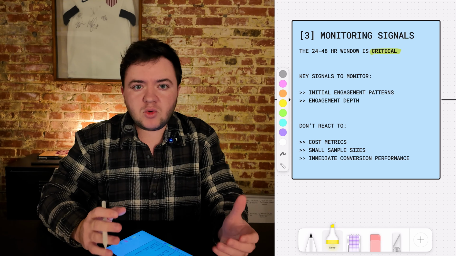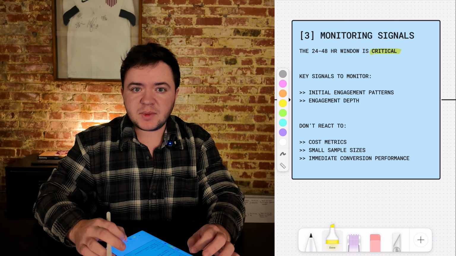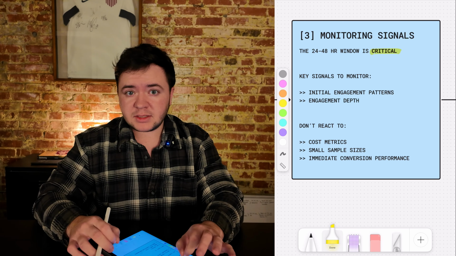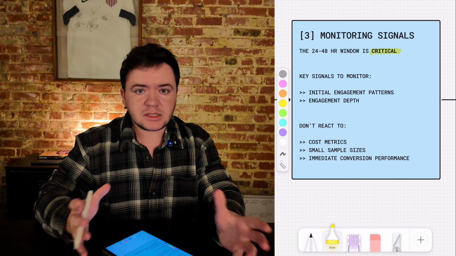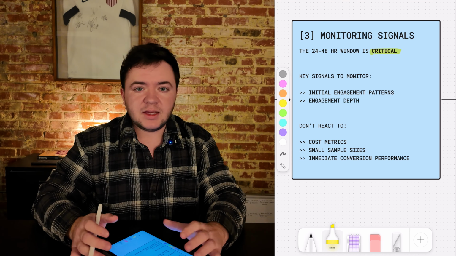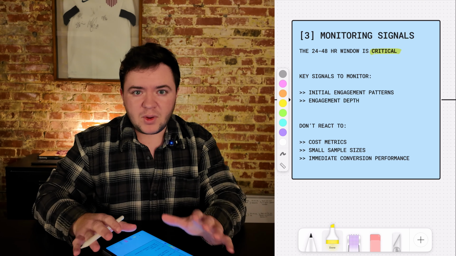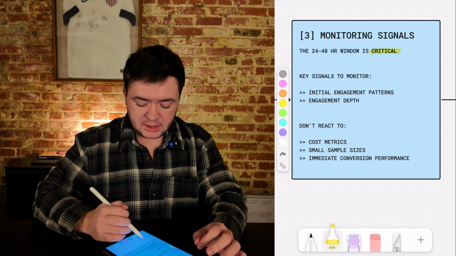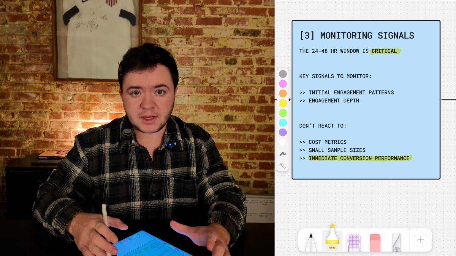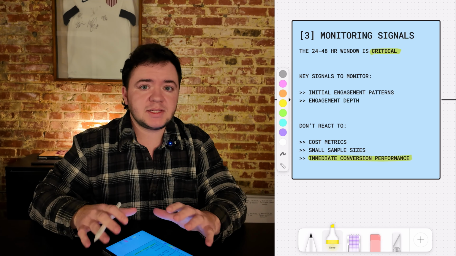Now, it's just as important that we talk about what you don't need to react to. First, do not pay attention to your cost metrics in the first 48 hours. Those are not indicative of final performance. There is still a learning phase within these systems. Next, do not make decisions based on very small sample sizes. If you get 10 to 20 clicks and you're already feeling a panic, then you need to step away. And final, which is typically the hardest, is do not pay too much attention to the immediate conversion performance. Again, focus on those engagement signals first, and then the conversion optimization comes later.